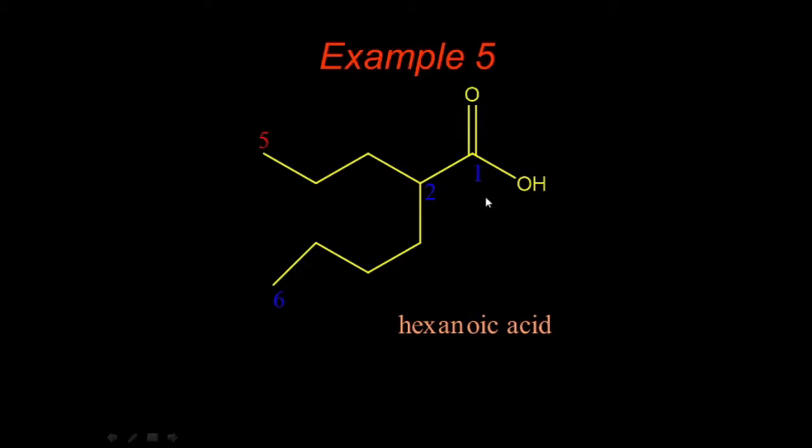Then, at the second carbon atom in this main chain, we can see a side group with 1, 2, 3 carbon atoms. A side chain with 3 carbon atoms has the name propyl, and the position for this propyl group in the main chain is 2. So the full name of this compound is 2-propylhexanoic acid.